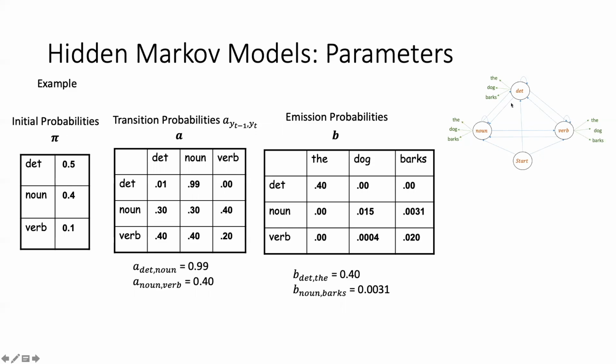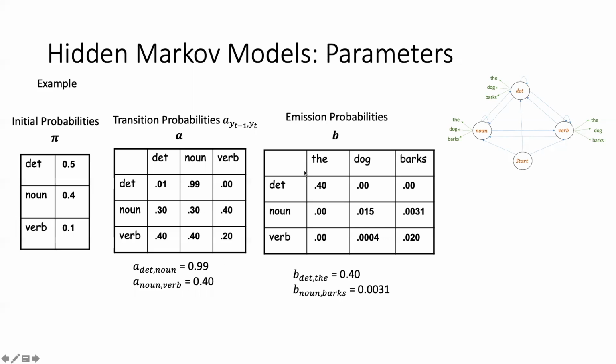After reaching any of these states, we can transition to another state, noun or verb. These are captured using transition probabilities a of y t minus 1 comma y t, where rows indicate the previous state y t minus 1, and the columns indicate the current state y t. For this example, a of det comma noun indicates the transition from determiner state to noun state, which is indicated here, and transitioning from noun to verb is indicated here.